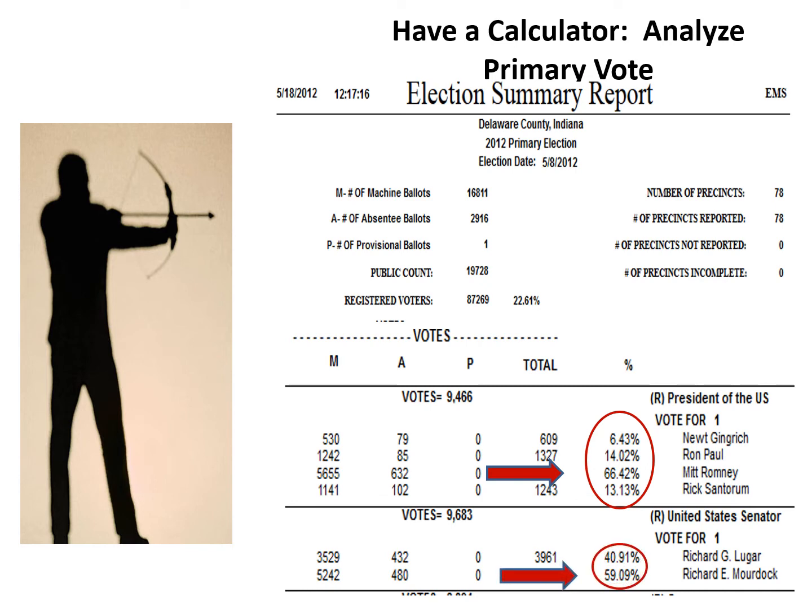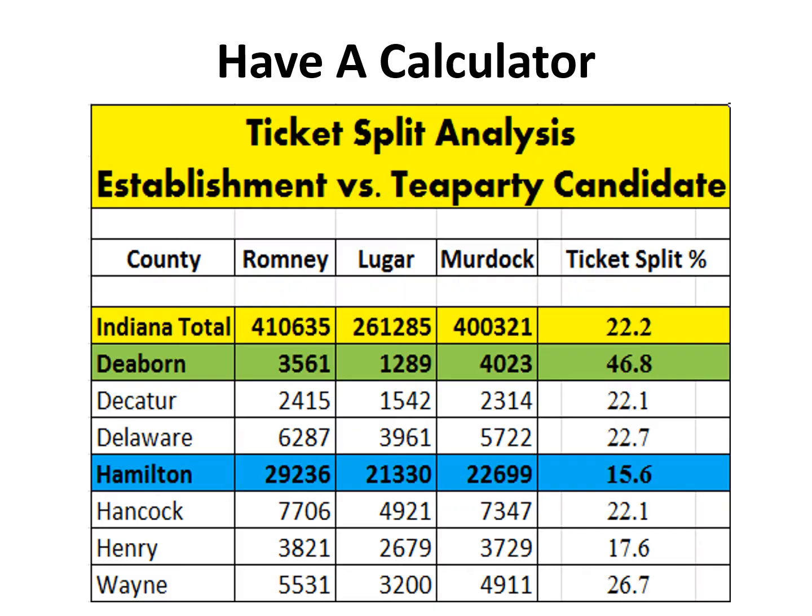The question is, how can we calculate the percentage of people who will be willing to split their ticket and vote for our candidate apart from the party line? We can use something called ticket split analysis to do this. First, we need a key statewide candidate that is the party standard bearer. In 2012, that was Mitt Romney running for president. The strategy is to look at the percentage share of the Romney vote that Senator Lugar got and compare it to what it would have been if everyone who voted for Romney had also voted for Lugar.